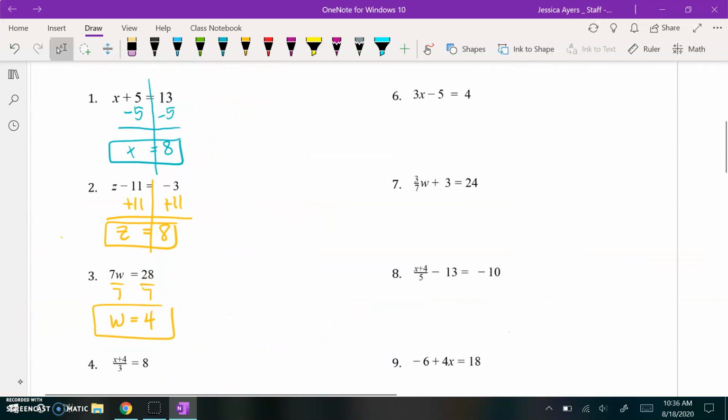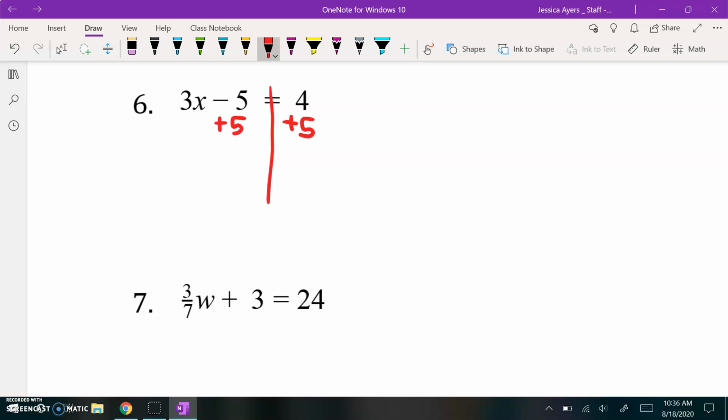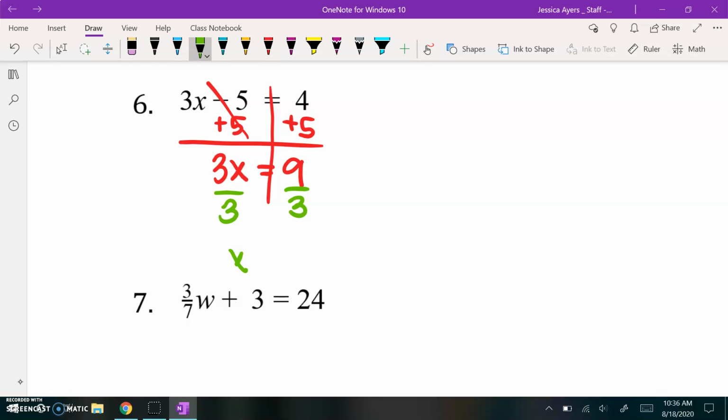All right, now we're going to head up to number 6. This one has multiple steps. Before we can move the 3 off the x, we need to move the 5. So since the 5 is negative, we are going to add it to both sides. So we get that 3x is equal to 9. And then we can divide by 3 so that x is equal to 3.